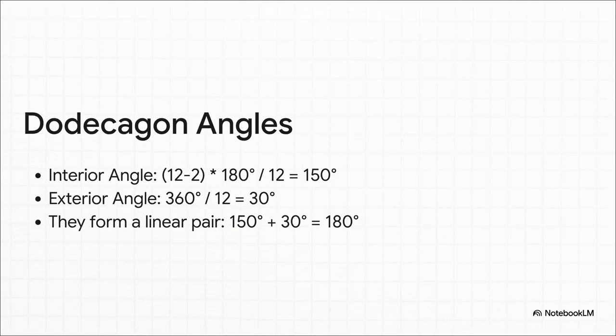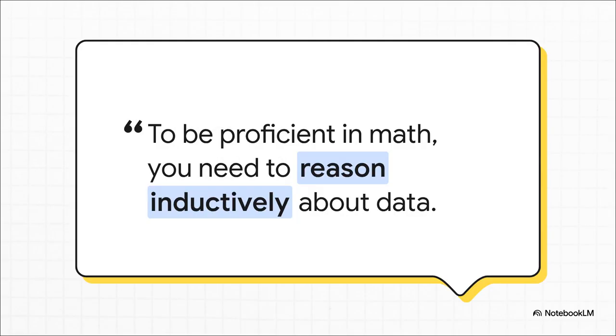Okay, for the interior angles, we do 12 minus 2 times 180, which gives us the total sum. Then we just divide by the 12 angles to find each one, 150 degrees. Now for the exterior angles, it's even easier. Just 360 divided by 12, which is 30 degrees. And check this out. At any corner, the 150-degree interior angle and the 30-degree exterior angle add up to 180 degrees, a perfect straight line. It all just connects.